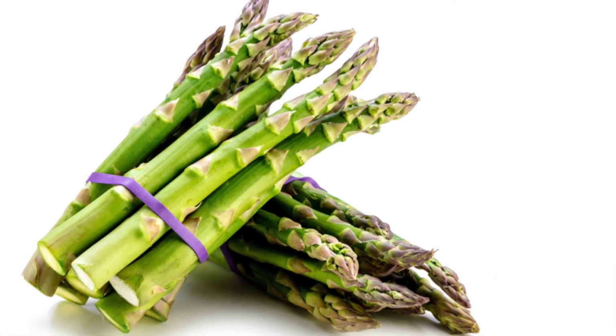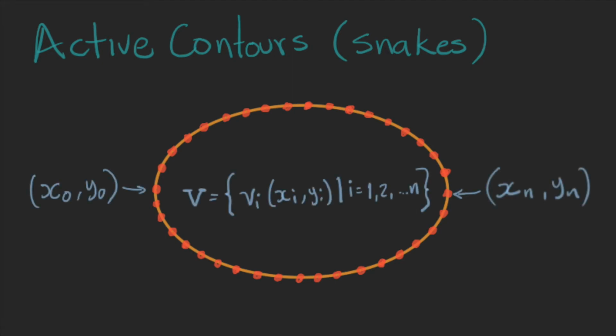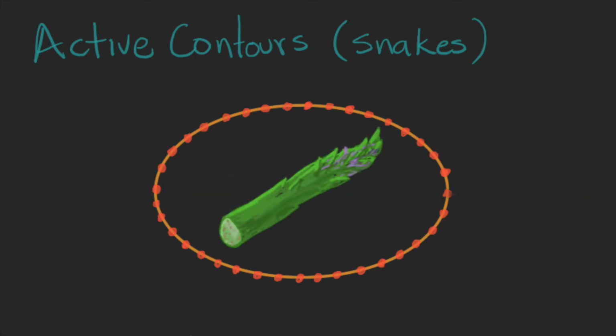We need to start by defining a group of points that are separated by the same distance, and this will act as our contour. This can be a vector v where each point has coordinates x and y. The contour should be large enough to cover all the area of the desired object. Remember that it works as an elastic band, so once we start the algorithm, it will shrink.